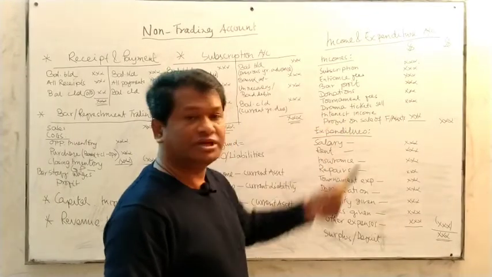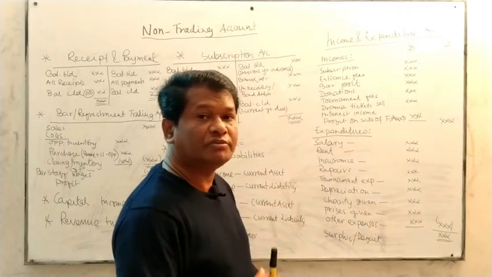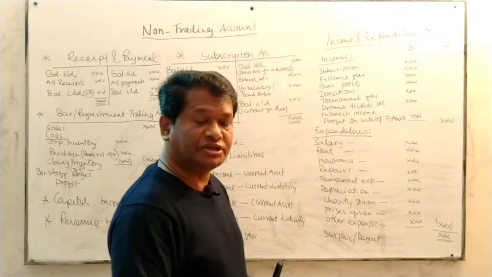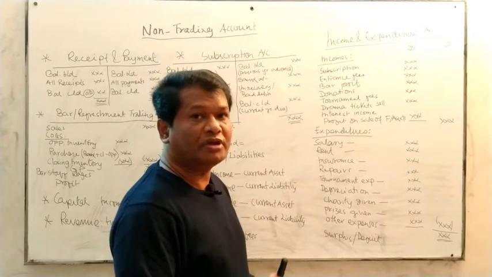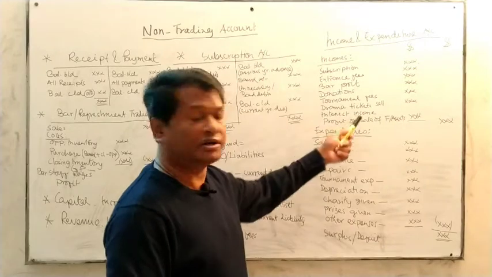Now the interest income. Sometimes liquid money is available to the business, and the organization invests that money in the bank. The interest given by the bank is said to be the interest income.